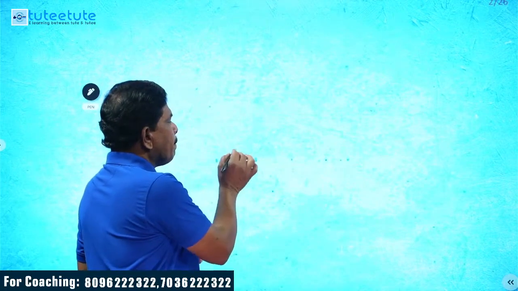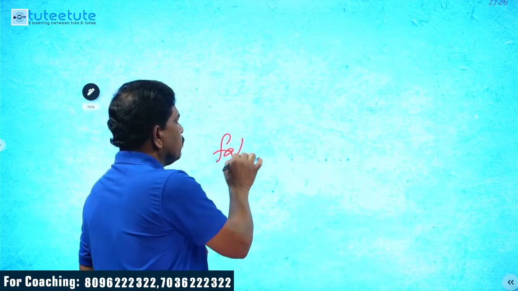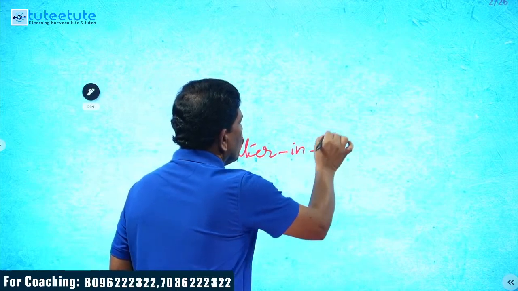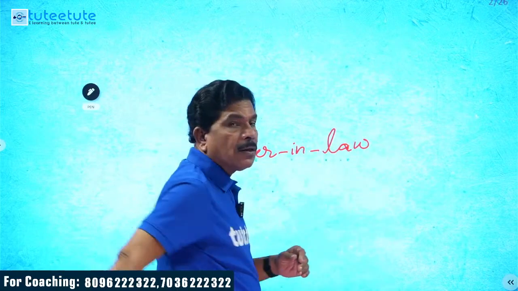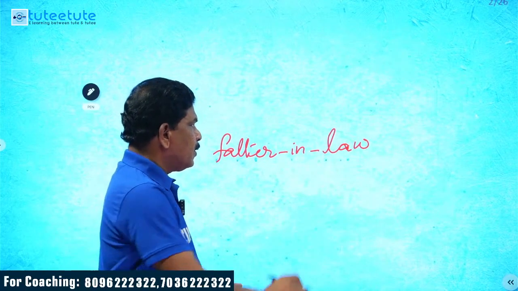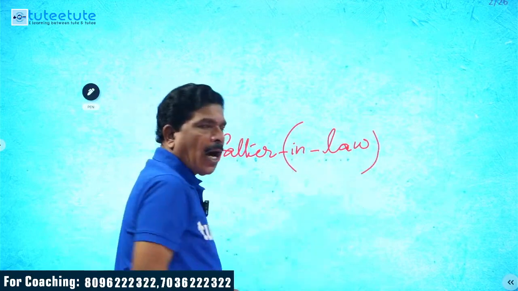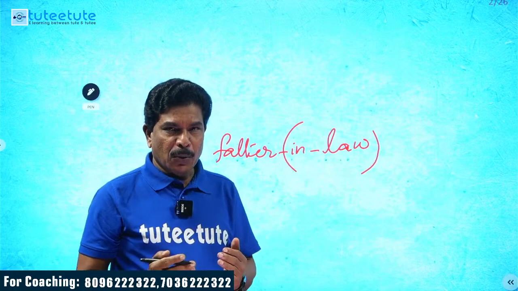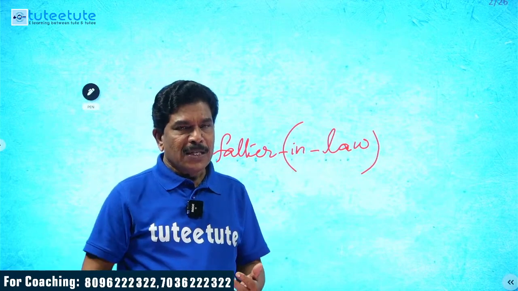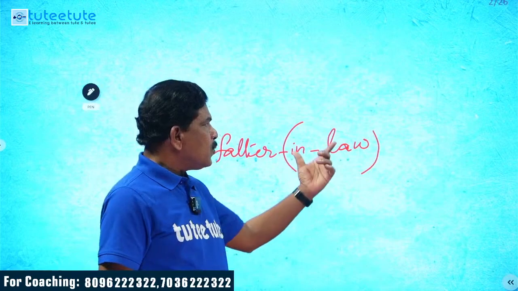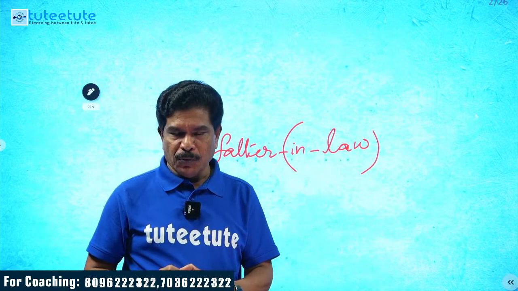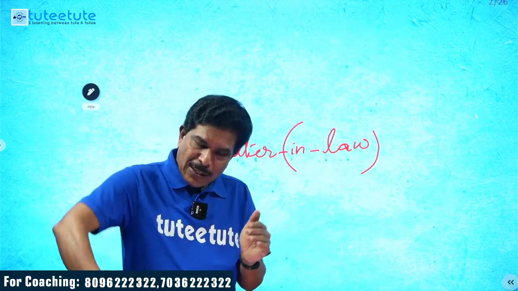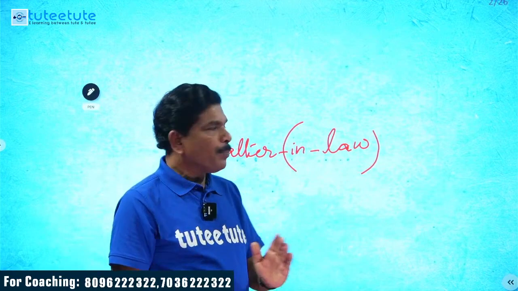For example, father-in-law. You know, in-law is a common functional part. Brother-in-law, mother-in-law, sister-in-law. So in-law is a functional group of words. In-law means this relation comes by law.